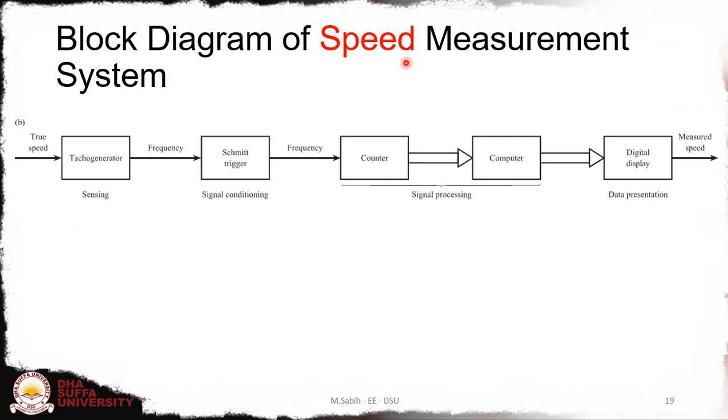For the block diagram of a speed measurement system, here is another example. We first have a tacho generator as a sensing element, then a Schmitt trigger for the signal conditioning. Notice that the tacho generator provides a signal in terms of frequency. The Schmitt trigger improves it and provides a frequency for the counter, and the counter counts it and provides a digital output to the computer, and the computer may use it to display on the screen.